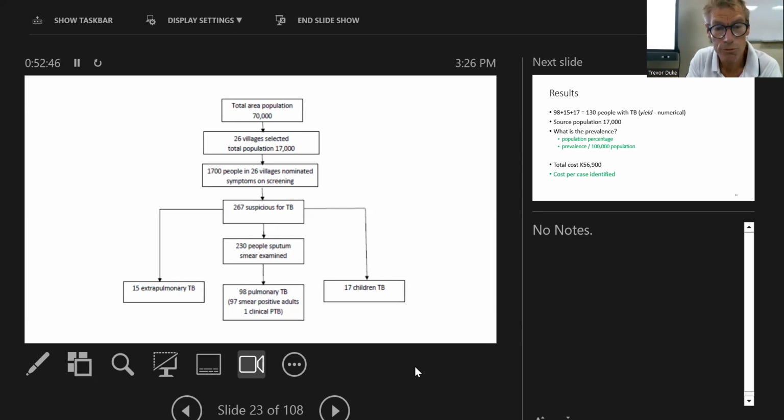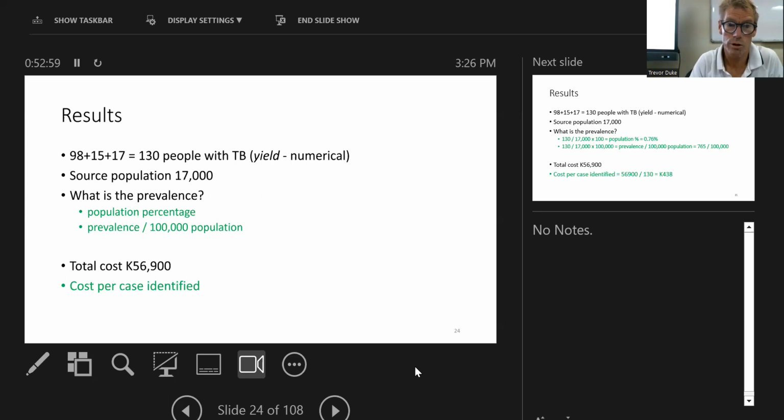So then from that, you can come up with a prevalence of TB within the communities. Remember that the source population was 17,000 people in those 26 villages. So the prevalence becomes the number of people with TB, the yield, 130 people with TB out of the source population. All right. And so you can calculate what the population prevalence is.